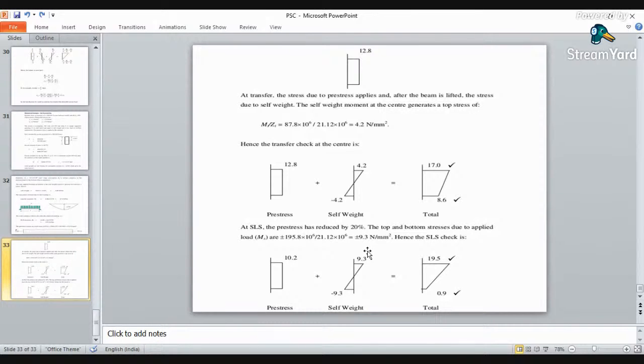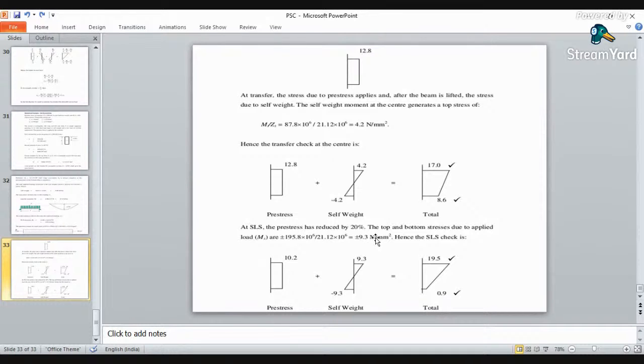Okay, so we have to add or subtract this from the pre-stress. Okay, so pre-stressing is your 12.8. So reduce your 12.8 by 20%, so it will become 10.2. Okay, and 9.3 stress because of the self weight or live load. You may calculate this individually also for dead load and for live load. You will get the same value. Okay, so 10.2 plus 9.3, here it will be 19.5, and pre-stress for the inferior side will be 10.2 minus 9.3, it will be 0.9.